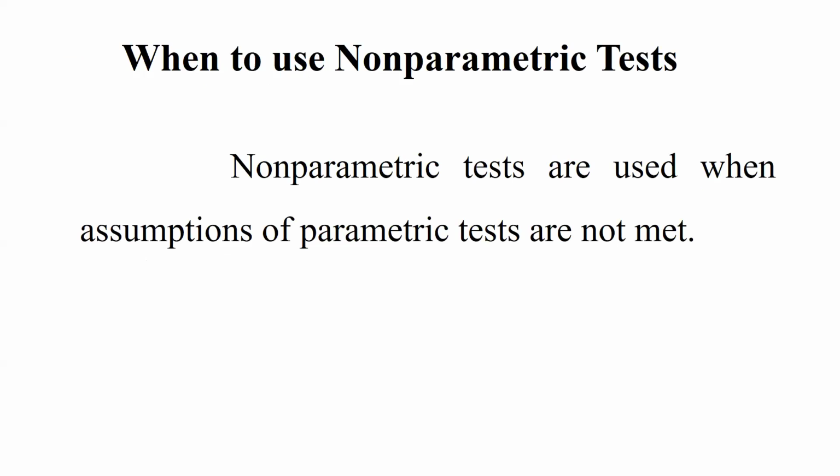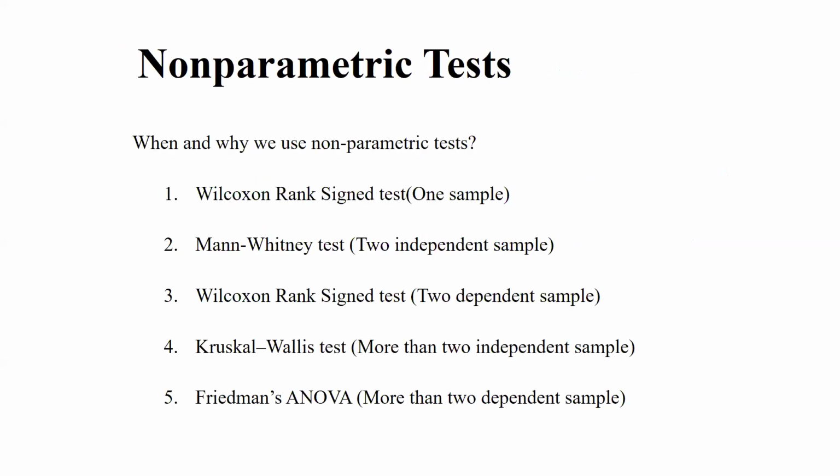Non-parametric tests are used when assumptions of the parametric test are not met. It means data not normally distributed, data not homogeneous. So these are the tests. Today I will take each test, a case study, and apply the SPSS software. One is the Wilcoxon rank sign test.